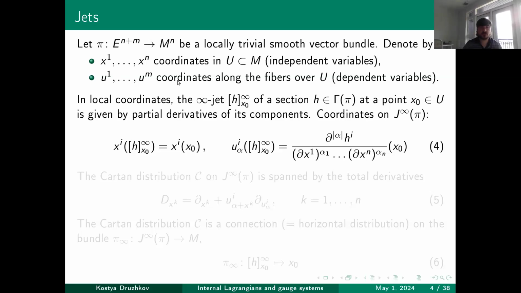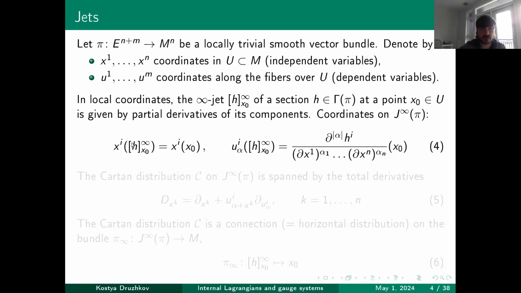In local coordinates, the infinite jet of a section of the bundle pi at a point x0 in U is given by partial derivatives of its components. We have a section, we have local coordinates, then we have its components. We can consider partial derivatives of its components. Accordingly, J infinity denotes the whole set of infinite jets of the bundle pi. So local coordinates on these infinite jets are given by the following functions.